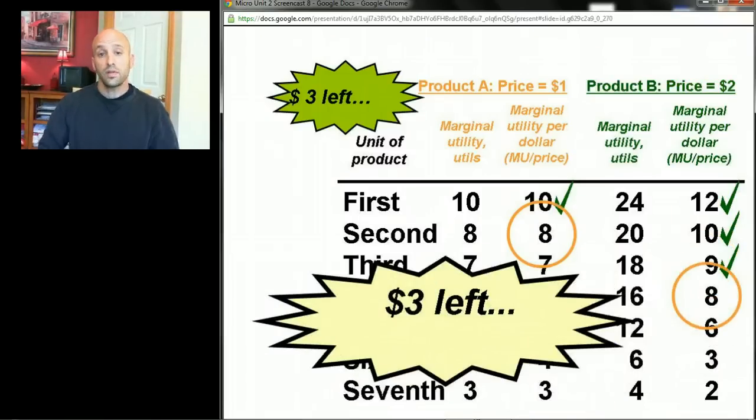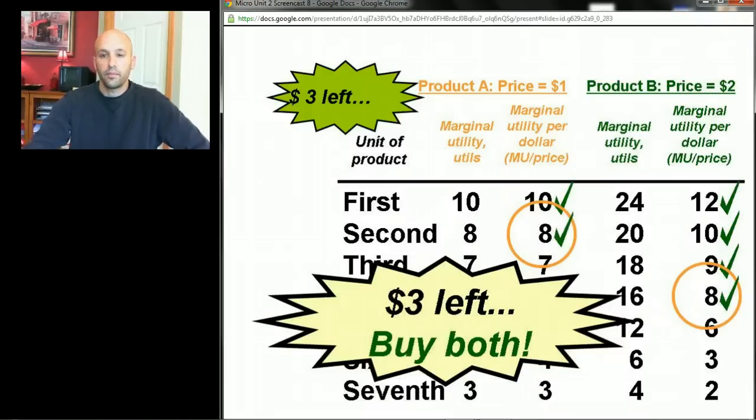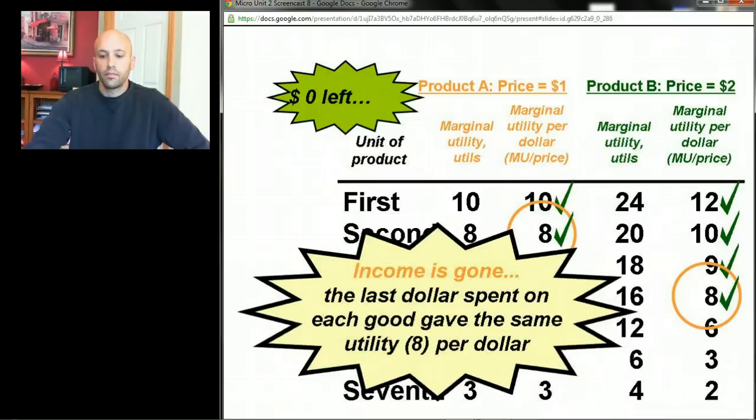With that $3, he's then going to look at the next available units. He can get that next unit of good B or that second unit of good A. And again, here those two are equal, and since he has enough money to buy both of them, that's what he'll wind up doing. Notice that his income is now gone. And notice that more importantly, our rule is satisfied. For the last unit of each of good A and B that he bought, the marginal utilities per dollar, MU divided by P, are equal. 8 is equal to 8.